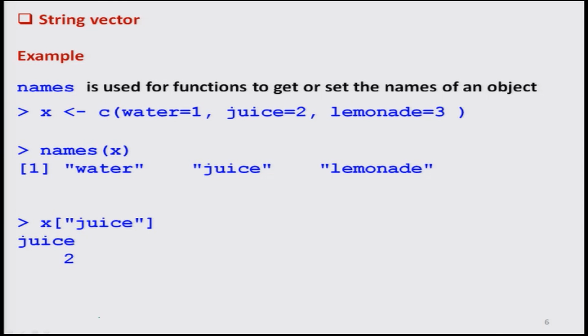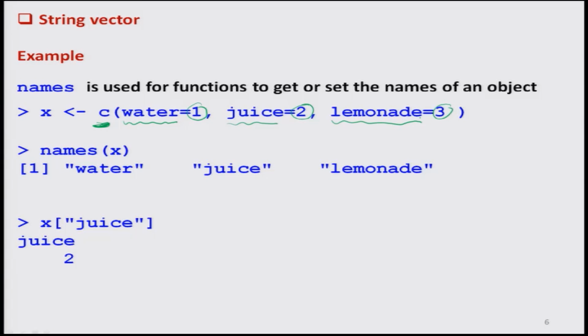Now, I try to take one more example and see what we learn from here. Suppose I try to create a vector by c, not by list, remember. I give it 3 values, say 1, 2 and 3, and I give them names: water for value 1, juice for value 2, and lemonade for value 3.